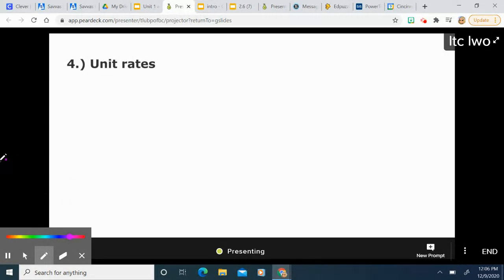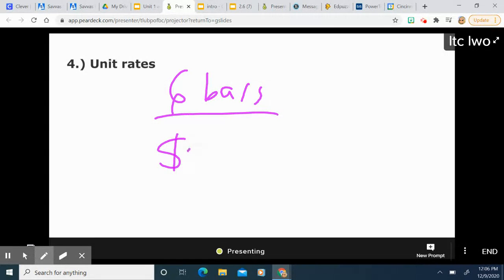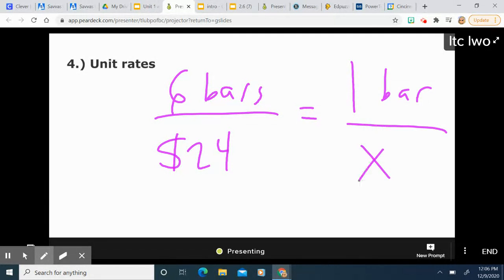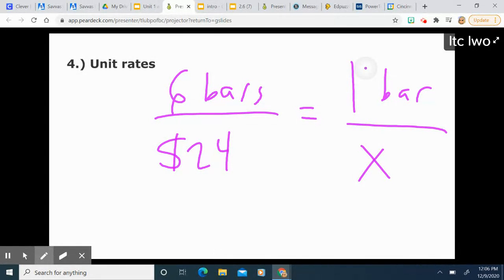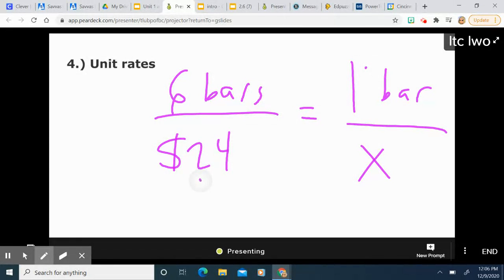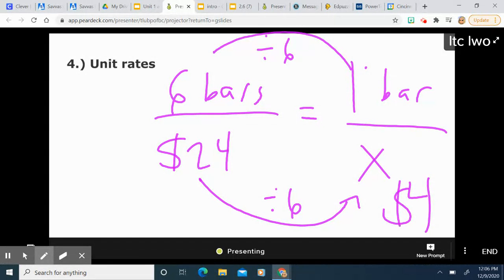If I know that 6 candy bars cost $24, I can figure out how much 1 candy bar is by setting up a proportion. How do I get from 6 to 1? Well, I would divide by 6. So how do I get from 24 to x? Divide by 6. 24 divided by 6 is 4. So that means each candy bar is $4, which, those are some gourmet candy bars because that's expensive.